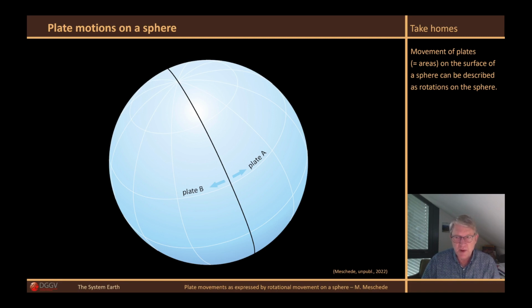Plate A moves to the right, plate B to the left. But if we continue to follow this movement up and down along the black line, we come to a point where this is no longer valid. The plates, which represent hemispheres, have to remain on the surface of the sphere. Anything else makes no sense.